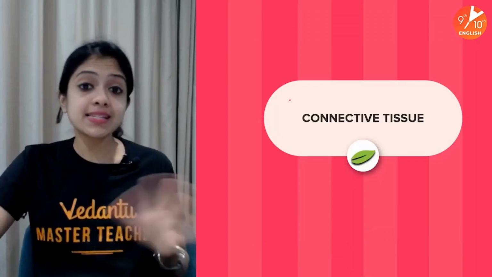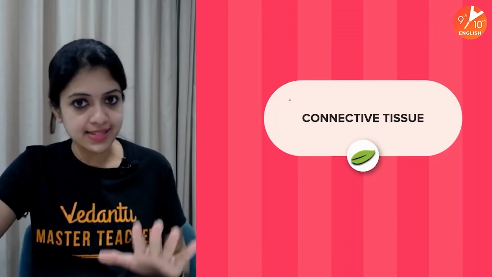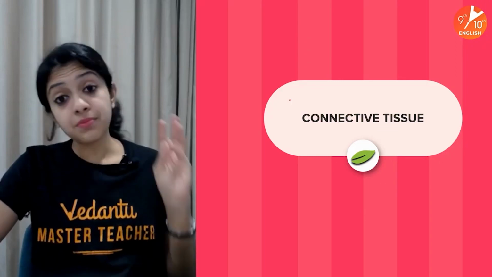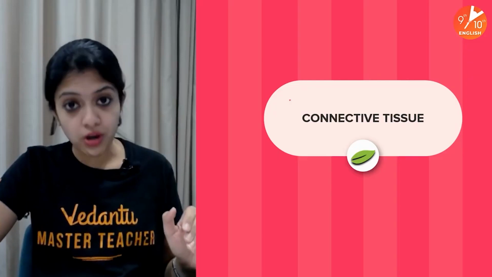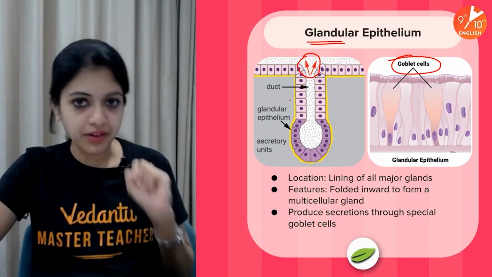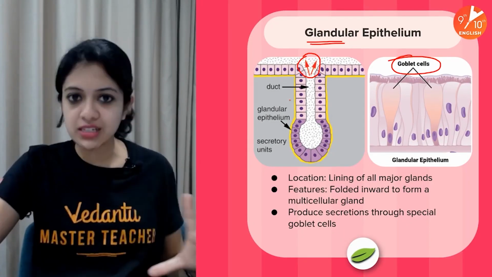So that is about epithelial tissue. Mainly, once again, simple squamous epithelium, stratified squamous epithelium, ciliated columnar epithelium, cuboidal epithelium, and glandular epithelium. Think about examples for each of these as well.